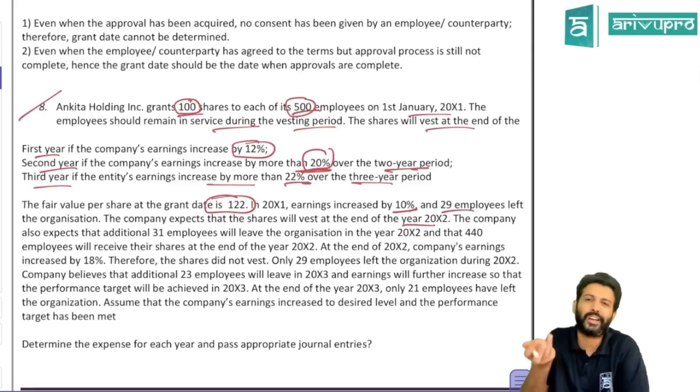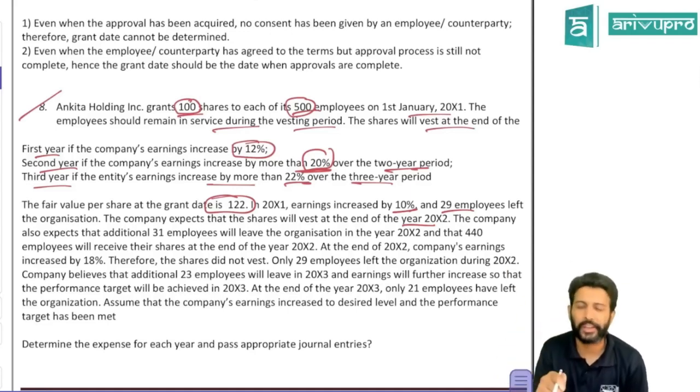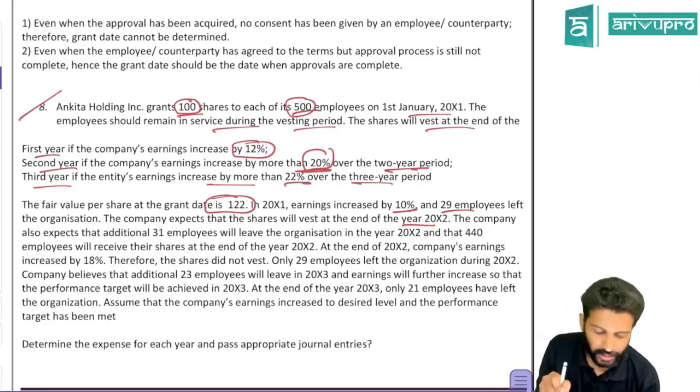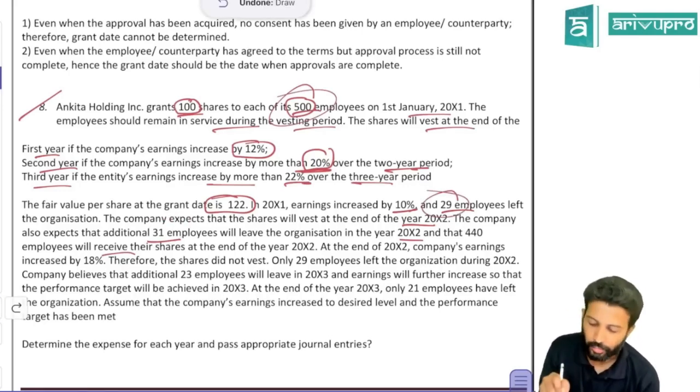So in the first year, since the condition was not fulfilled, the company is now thinking the condition will be fulfilled in the second year, that is 20x2. The company also expects that an additional 31 employees will leave the organization in 20x2 and 440 employees will receive the shares. So basically they started with 500. Of those, 29 have already left, and they deducted 31 more they feel will leave. That's how they got 440.